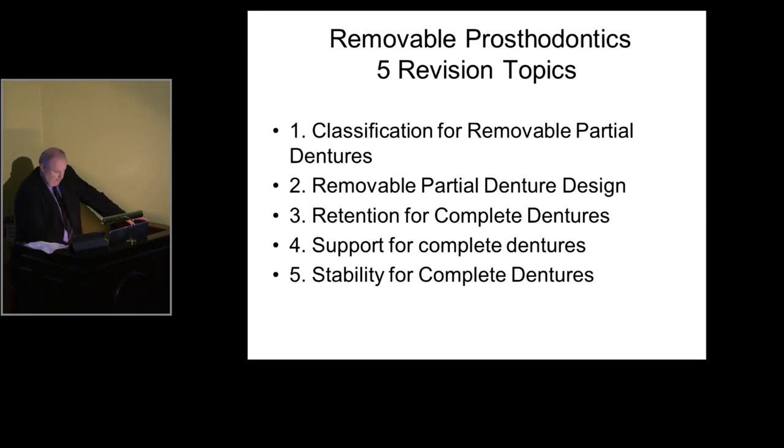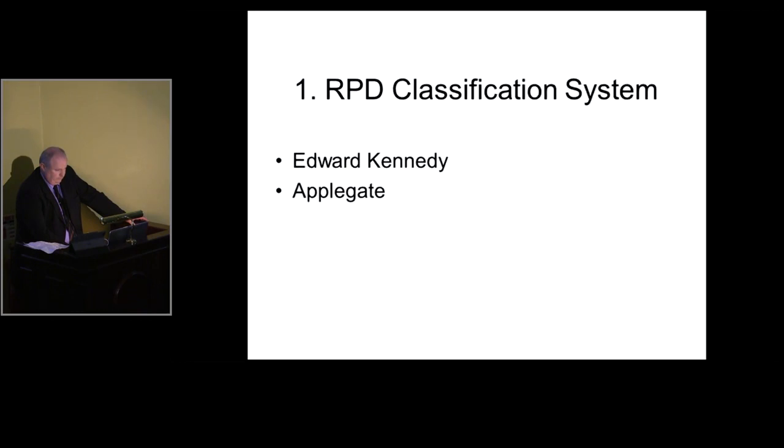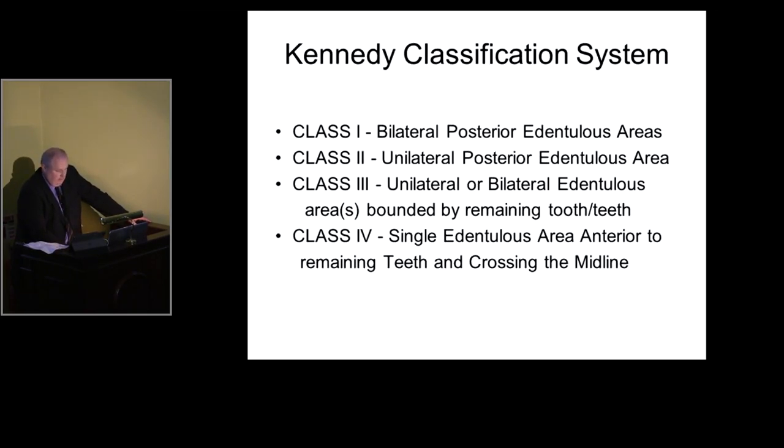Okay. So, Edward Kennedy, classification. If I said to you, do you know the classification upside down, inside out, back to front? Would the answer be yes? It's something that we have to know upside down, inside out, and back to front, because it helps us discuss and it also helps us to design. Class 1, bilateral distal extensions. Class 2, unilateral distal extension. Class 3, bounded saddle. Class 4, the only edentulous space is the anterior one.